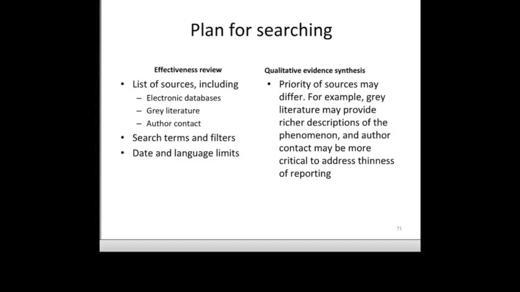For qualitative evidence synthesis, the sources may differ. There's a famous study from Trisha Greenhalgh in which she tested how much evidence was retrieved via major databases, and it was only 30% of the relevant studies that were retrieved through major databases. So a lot more work needs to be done to actually chase the gray literature on qualitative studies.